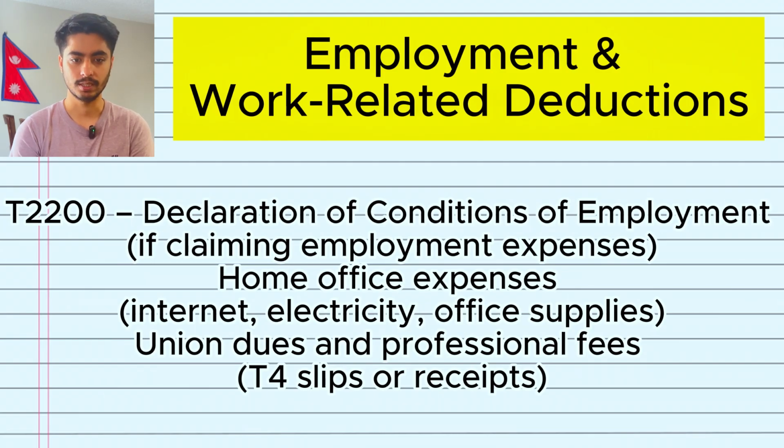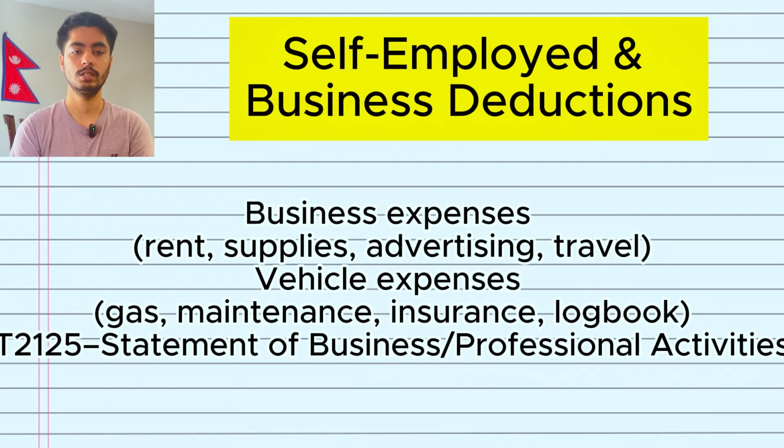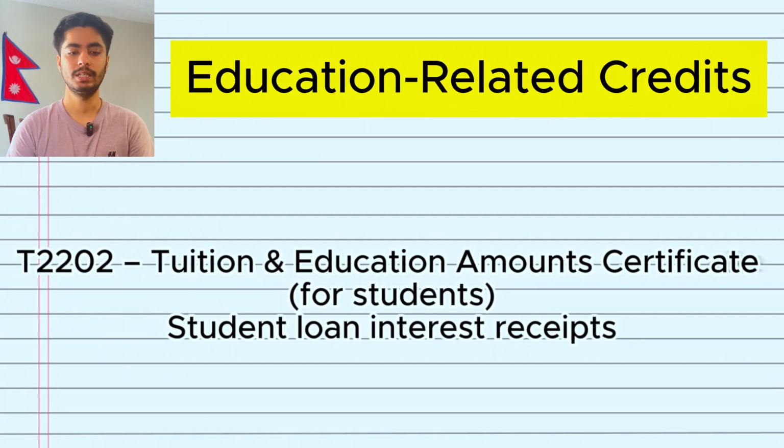Home office expenses, if you are working from home remotely. Union dues and professional fees, that also comes under the T4 slips or receipts. Self-employed and business deductions is for those who are self-employed or own a business and want to deduct these amounts from their income.